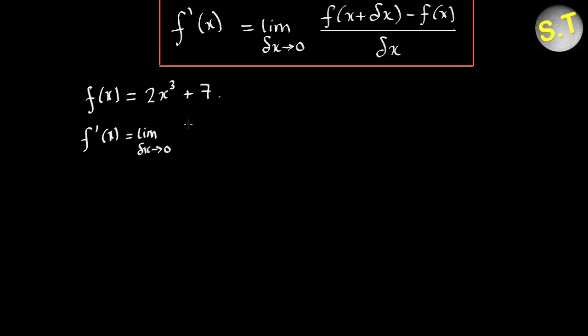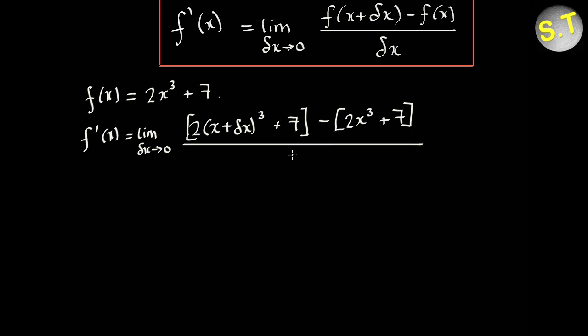0 of f of x plus delta x. So everywhere we see an x, we need to put x plus delta x. So we have 2 times x plus delta x cubed, and the 7 stays there. Take away our original function, all divided by the small change delta x.